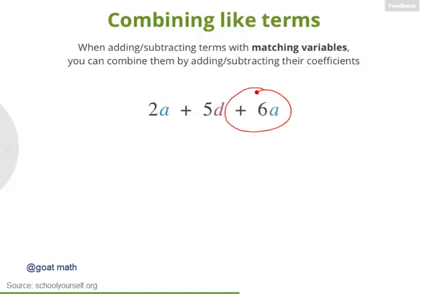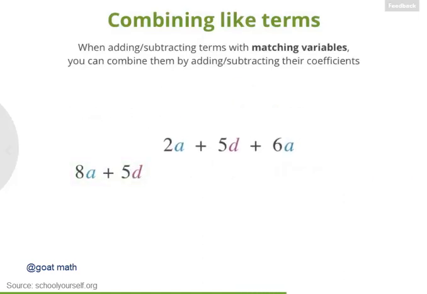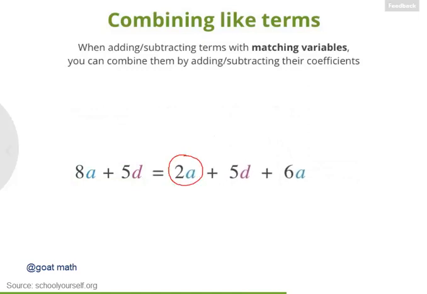Now what if we were to add 6a to this expression? So now we have 2a plus 5d plus 6a. How can we simplify this expression? What's a shorter but equivalent way to write this? Nicely done. The like terms are 2a and 6a, and adding them together gives you 8a. Meanwhile, you can't combine 5d with any other terms, so this is the simplified expression.